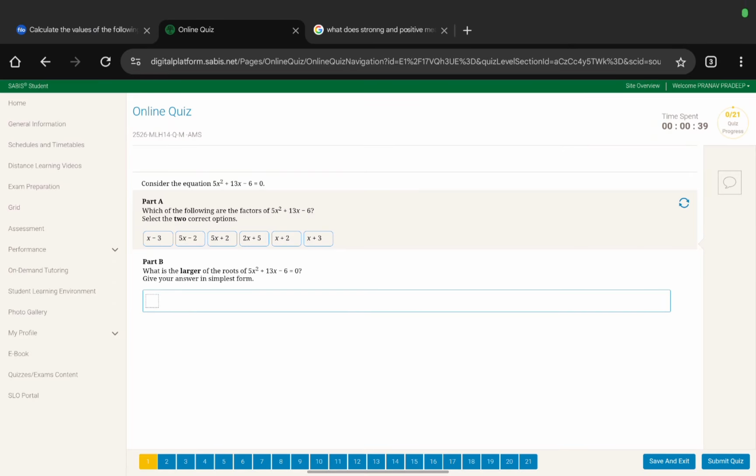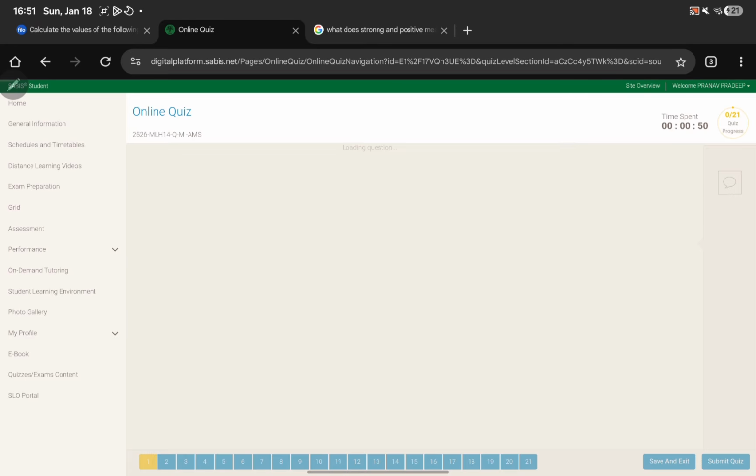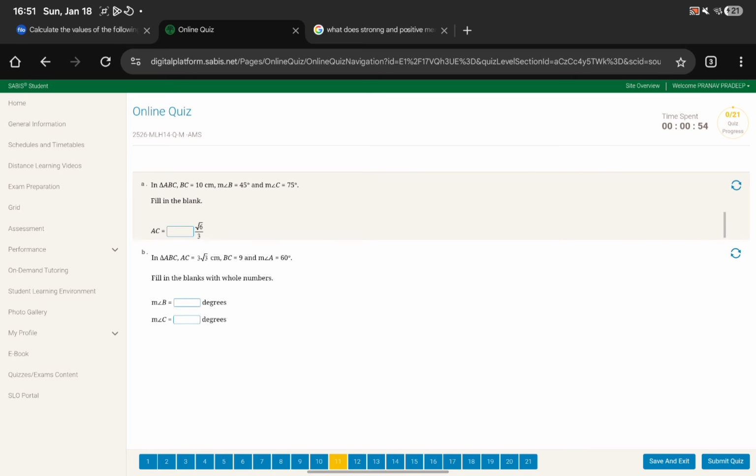Alright guys, I just want to do one correction in question 1. I selected 5x plus 2, but it's actually 5x minus 2. It's this one. Okay. Now continuing from where we stopped. I think we stopped at question 10. Okay. So question 11 is kind of easy.